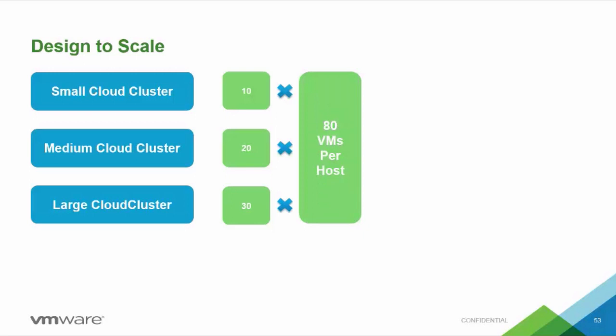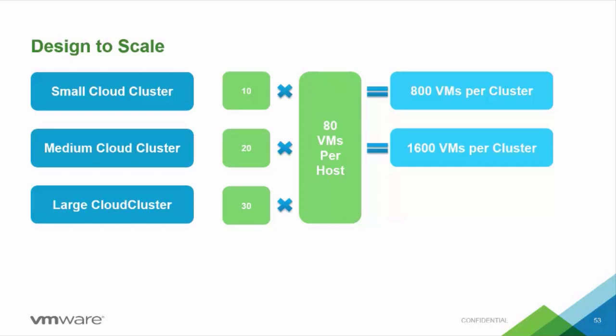These will give us figures for each of our cluster designs. So a small cloud cluster will allow us to have 800 VMs, a medium cloud cluster will have 1600, and a large cluster will have 2400. And what we'll see in the next section is how this is going to feed in as we scale out within vCenter and then in cloud.